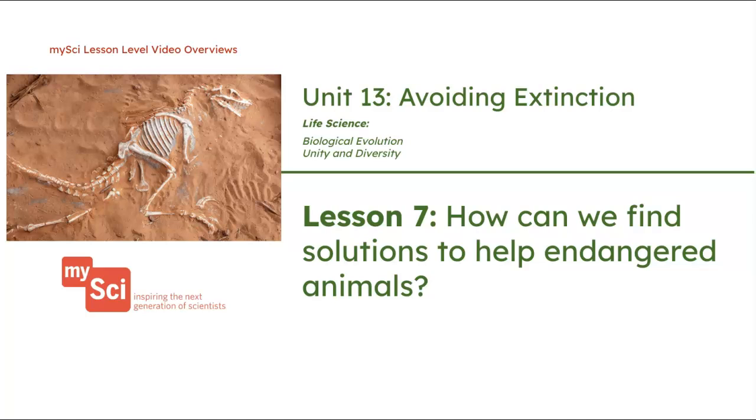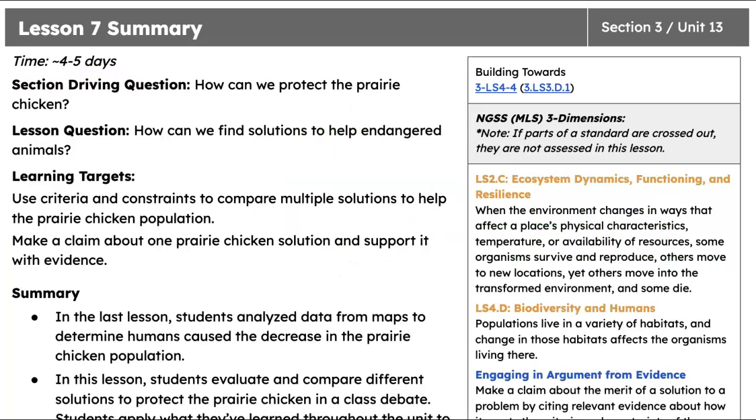In this lesson, students evaluate and compare different solutions to protect the prairie chicken in a class debate. Students figure out that there are many possible solutions to a problem, and solutions can be evaluated based on how well they solve the problem. Students make connections to the storyline by evaluating solutions for protecting the prairie chicken and the prairie ecosystem.